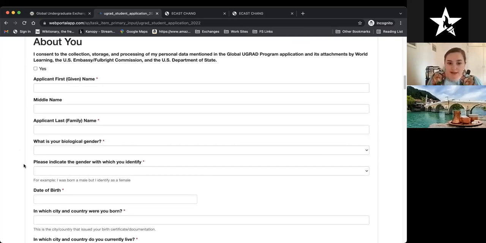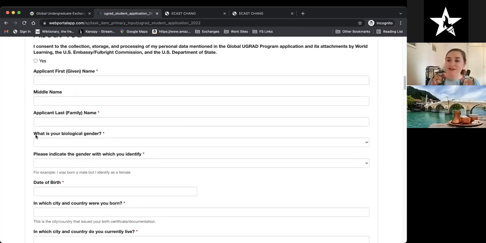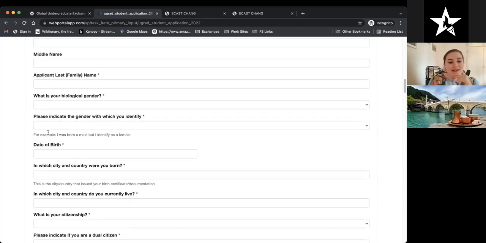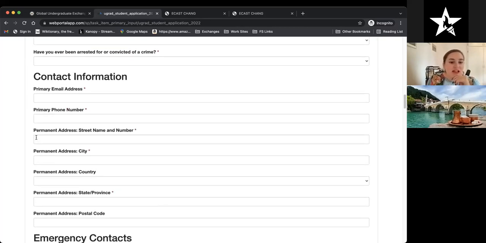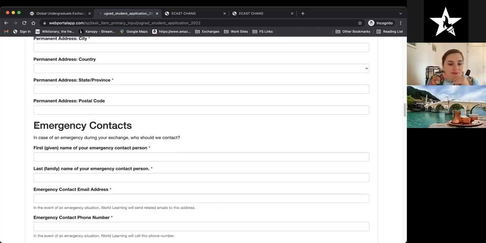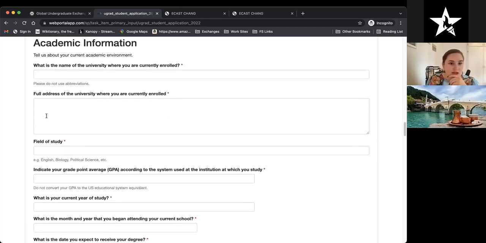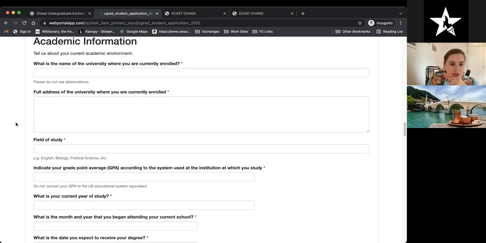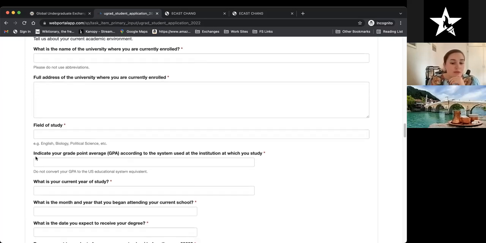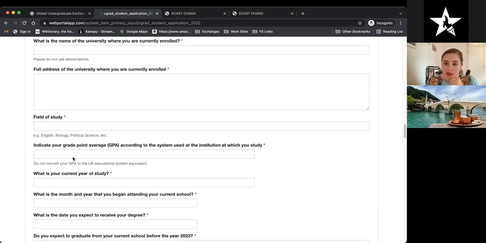The first part is, again, pretty basic: the About You section. Very quick to fill out this part. I think this is the easiest for everybody. Contact information, very basic things. We then get to your academic information. So this is, again, straightforward. We want to know what you're studying, where you're studying, your GPA, and when you are supposed to be graduating.